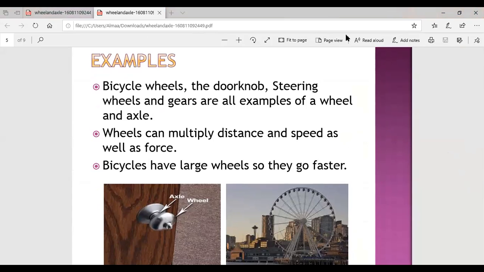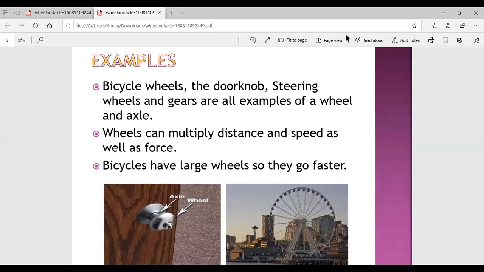Okay, do you have any questions about this? Do you have any questions? Muhammad Ross? Why, Mr., why does the wheel need the axle?